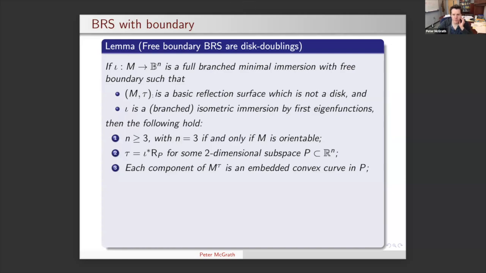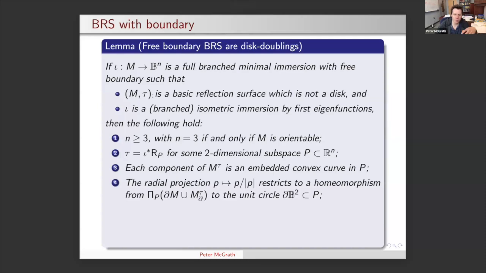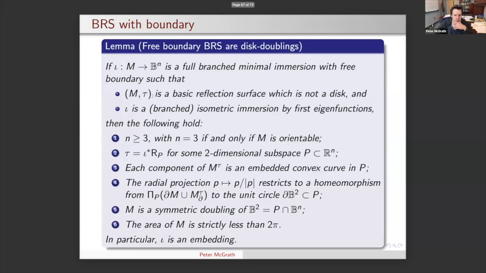And then the fixed point ovals are convex curves. And then we can say something about the boundary piece. It projects at least on the plane to a nice curve, the circle. And then we get a doubling of the disk with area less than 2 pi. So that's maybe the sort of geometric conclusions we have.